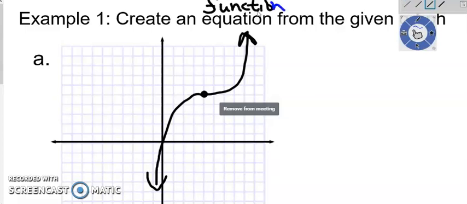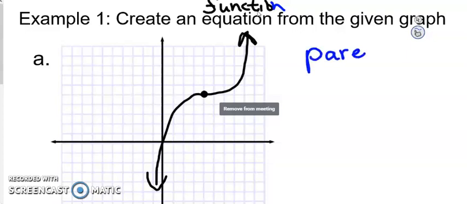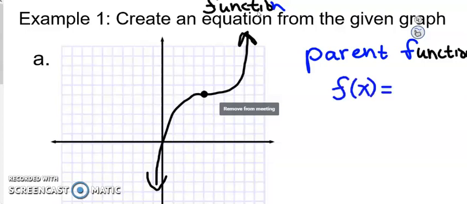All right. So here, if we look at it, we already know our parent function, and again, this is why we went through those parent functions, because it's going to be important here. So our parent function, we know, is f of x equals x cubed, because it's a cubic function.